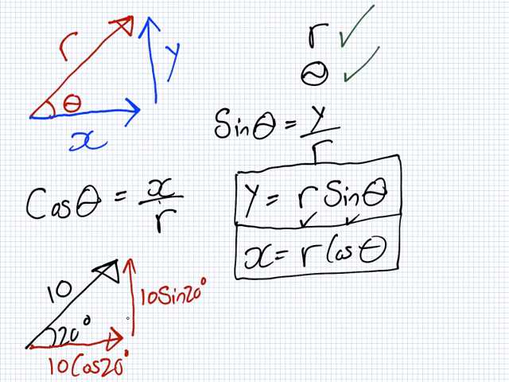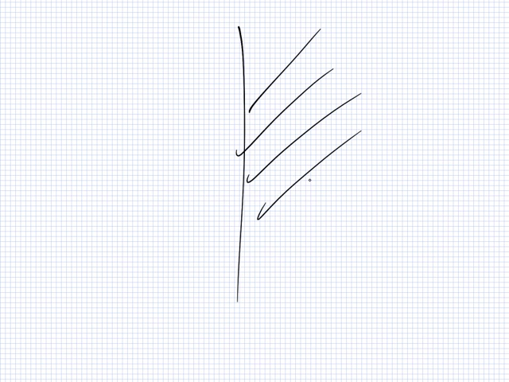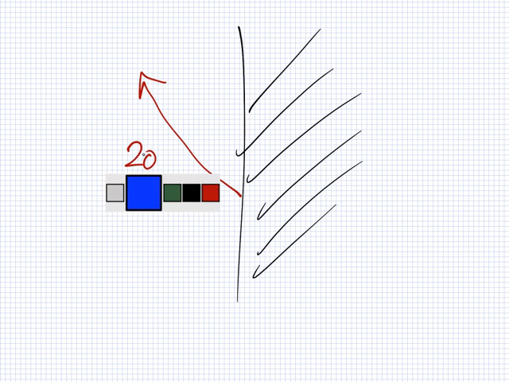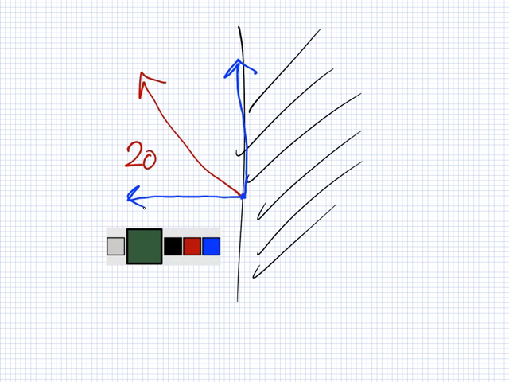Now you're expected to do this automatically. So if I give you some vector, if I draw it like, there could be some wall here, and then maybe there's a vector here, and this is 20, whatever the unit is, and I say, okay, I want you to resolve it into the vertical and the horizontal, and I put the angle here, let's say that's 60 degrees.